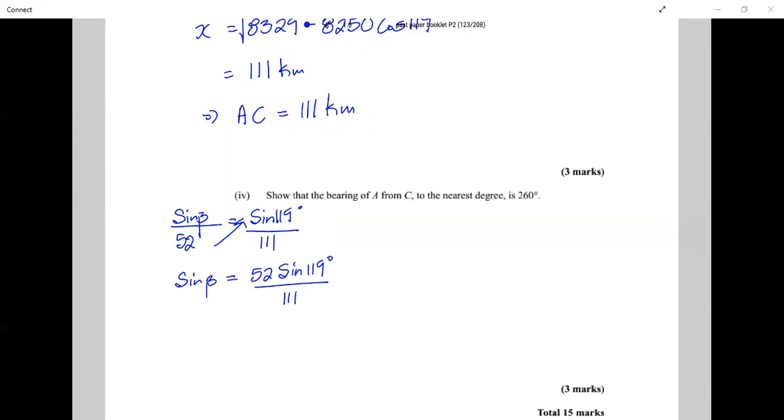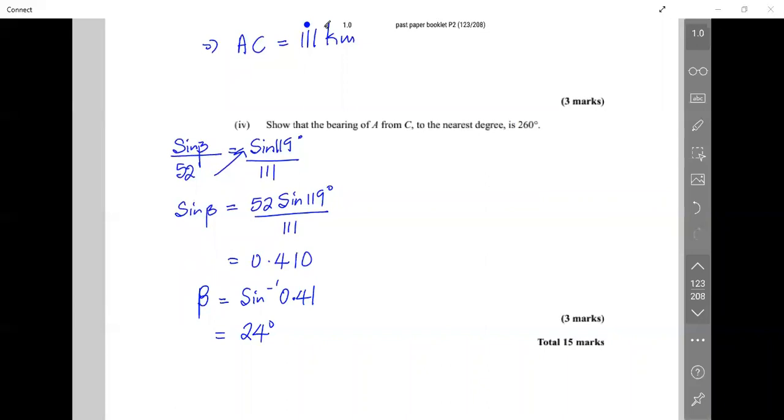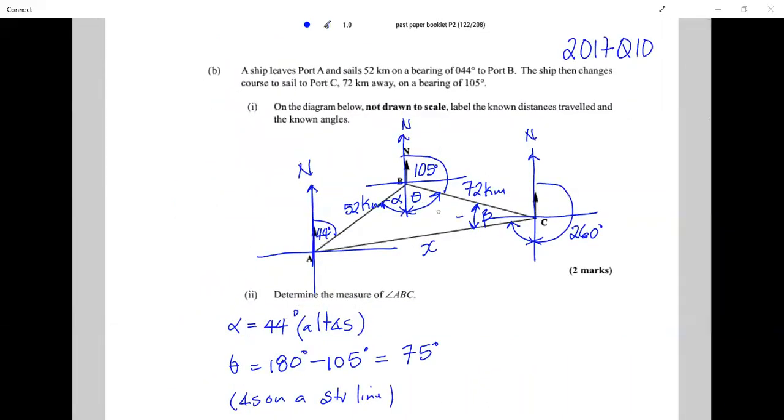I'm going to work that out and write my answer to 3 significant figures. Now divide by 111. This is 0.410 to 3 decimal places. It means that beta would be equal to sine inverse 0.41. So beta is equal to 24 degrees. We just found this angle to be 24 degrees.